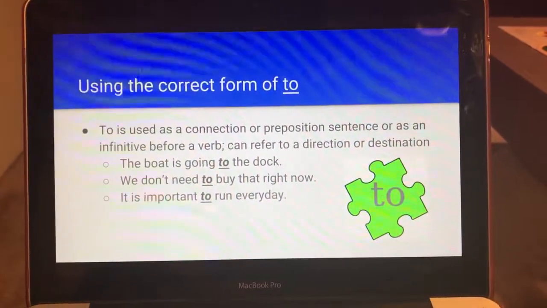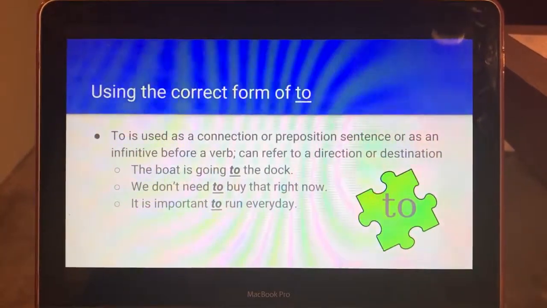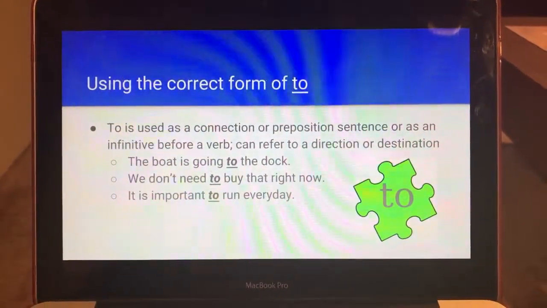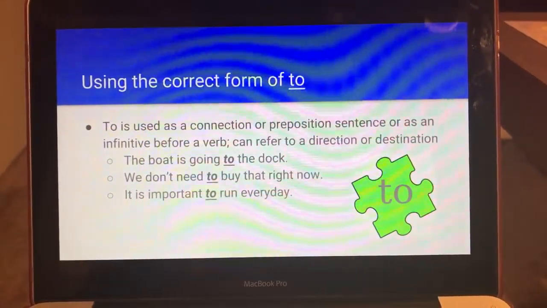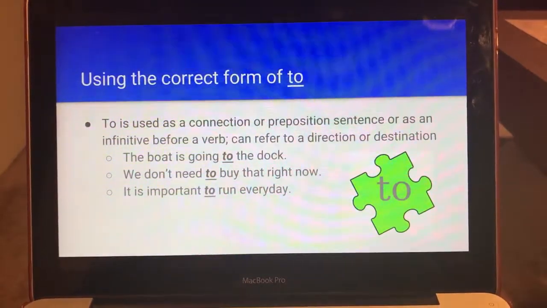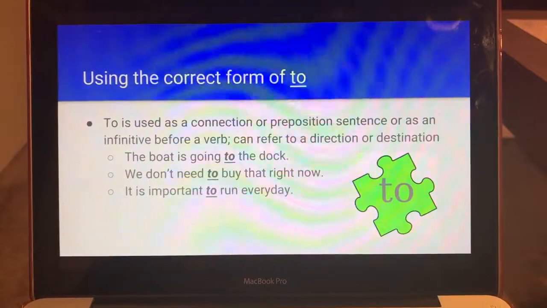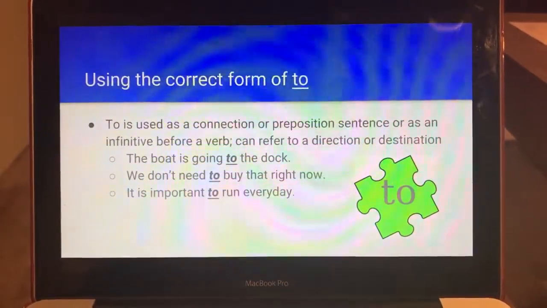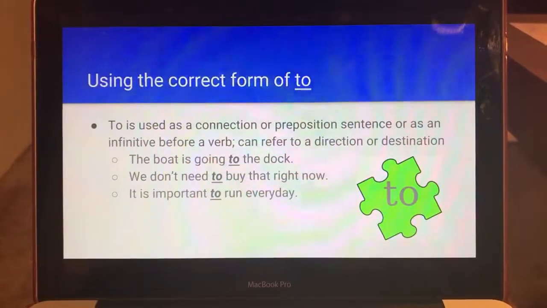Moving forward, when using the correct form of to, this might give you some idea as to how to know when you should use just to. To is used as a connection, or if we're talking parts of speech, as a preposition to connect words in a sentence. So for example, it could be used as an infinitive before a verb, or it often can refer to a direction or a destination.